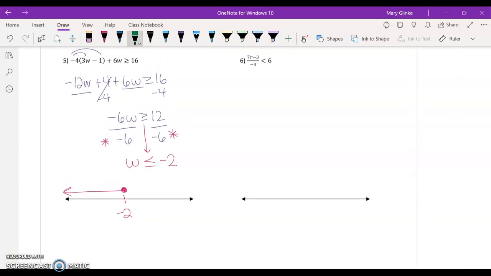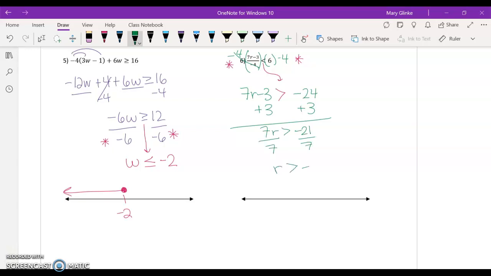And then lastly, for number 6, once again, make sure you try this one on your own. You're going to multiply both sides by -4. So you get 7r minus 3, and you get -24. But right off the bat right here, you multiplied by a negative to both sides. So the less than is going to become a greater than. Then we're going to add 3 to both sides to get 7r is greater than -21. And we're going to divide both sides by 7 to get r is greater than -3. So at -3, you have an open circle, and you want everything to the right of that.